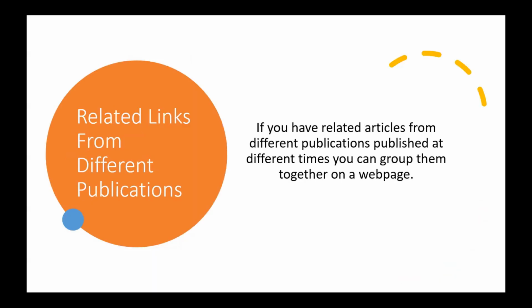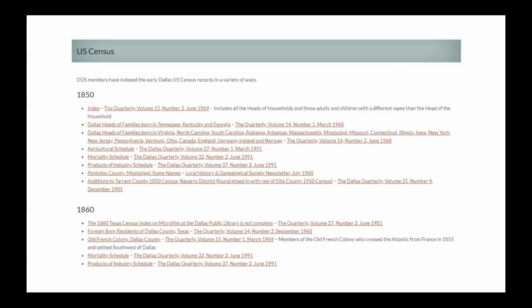So if you have related articles from different publications published at different periods of time, you can group them together onto a web page. As an example, in Dallas, we realized we had a lot of articles we had published about the 1850, 1860, and 1870 federal census, which were key census records for anybody interested in the early years of the city of Dallas. And so we just grabbed those articles from different publications, different periods of time, and added links on one cohesive web page where you can go now and see all the things we've published about these early US Census years.